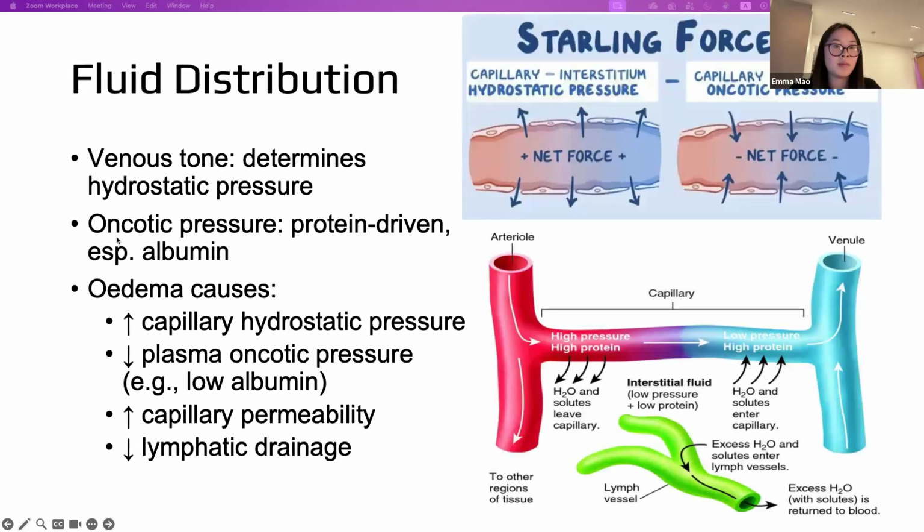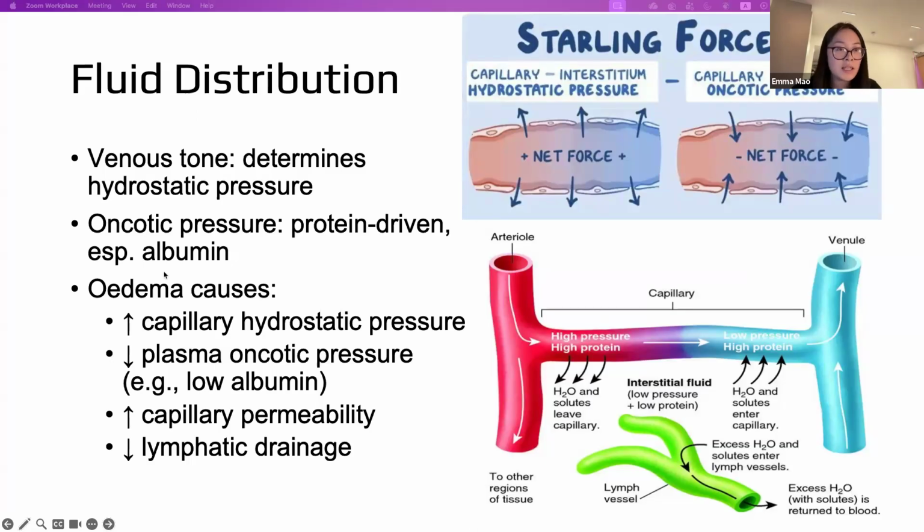That's controlled with Starling forces. So we have the venous tone, which determines the hydrostatic pressure. We have the oncotic pressure, which is protein driven. So this changes if there is lots of protein loss or an increase in protein in the blood for some reason.